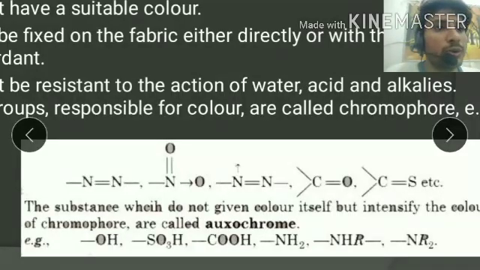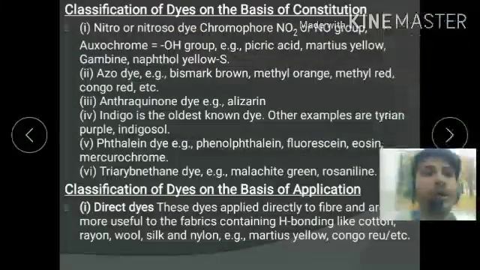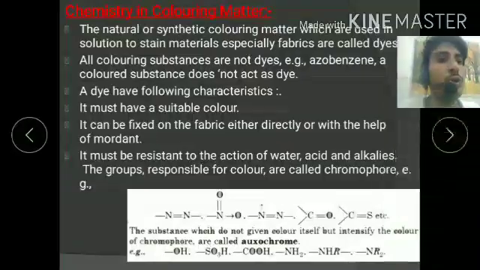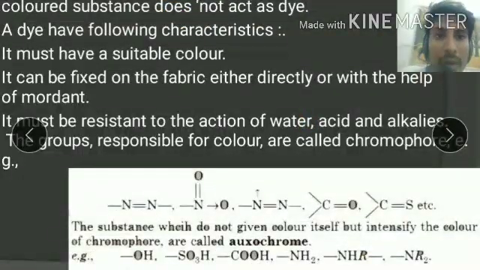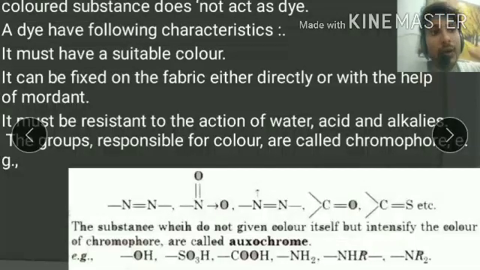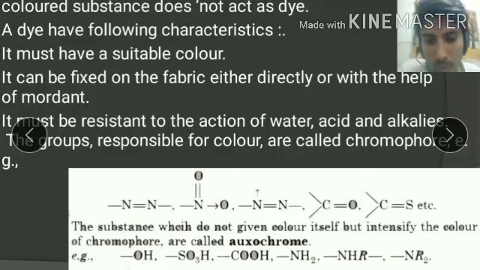And what is the oxochrome? Okay, oxochrome. What is oxochrome? Oxochrome is a substance which does not impart color, but increases the intensity of color after mixing with the chromophore. Oxochrome does not impart color, but it increases the intensity of color after mixing with the chromophore. Examples of oxochrome are OH, sulfonic acid, carboxylic acid, NH2, NHR, NR2. These are the oxochromes. Okay.